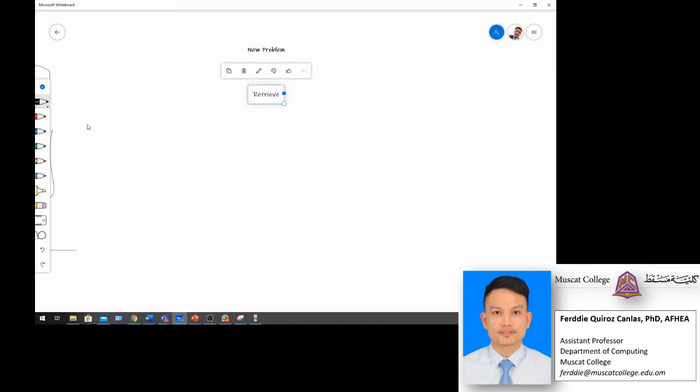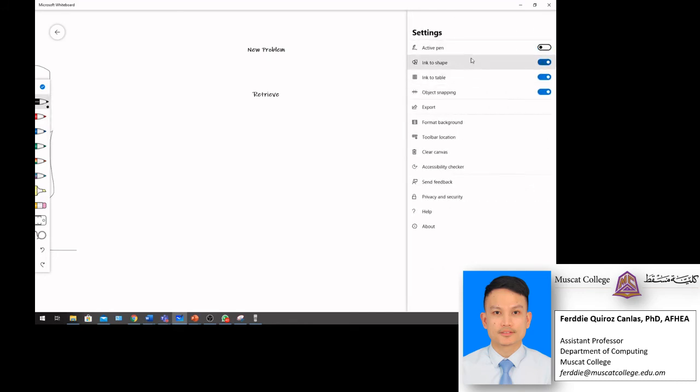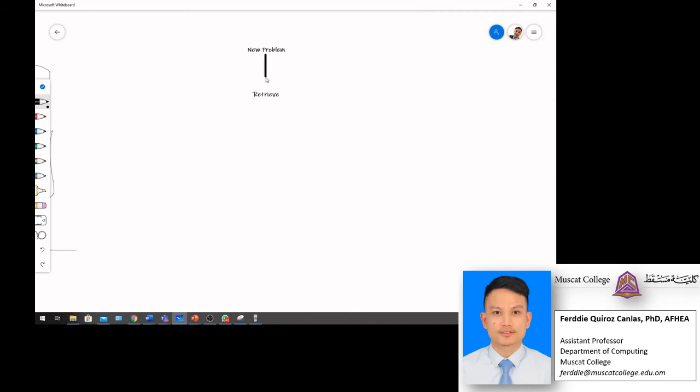Sorry, Control Z. Let me just clear a thicker one. So we have the new problem, and we have to retrieve it, right? In the retrieval process, you will be conducting two steps. Let me just summarize what we have done earlier. In this one, we did two things. The first one is local similarity, and then the other one, which is global similarity, right?